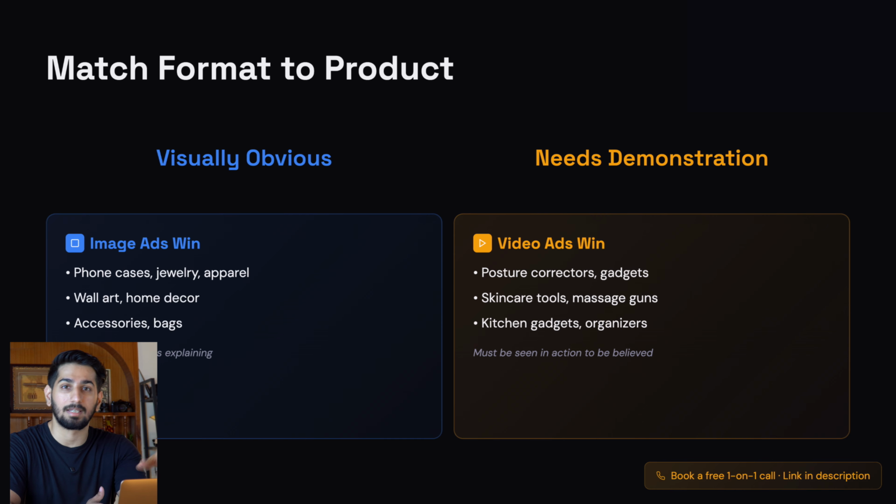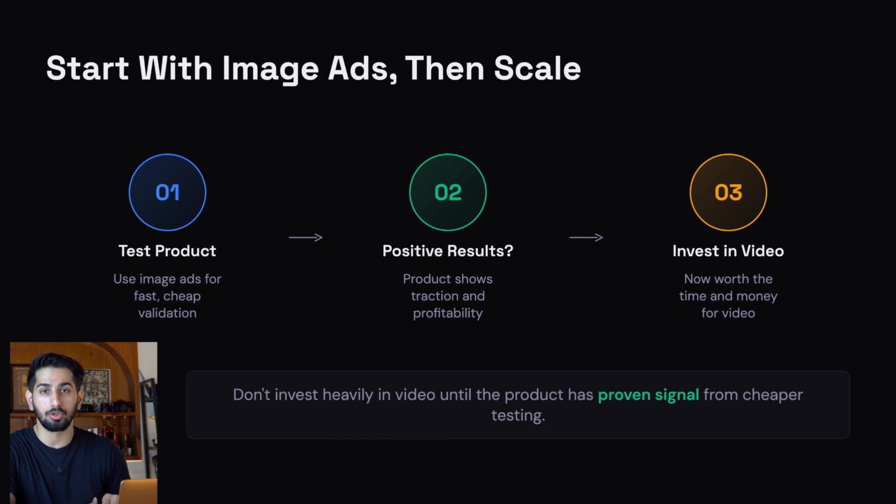Again, this is all based on what your product is. So the right question to ask isn't, is image better or video better? The question to ask is, is image or video better for my product? Which of these two suits my product better? And that is what I want you to ask when you look at your own product. However, I will also tell you, you should definitely leverage image ads at the start of your testing phase.